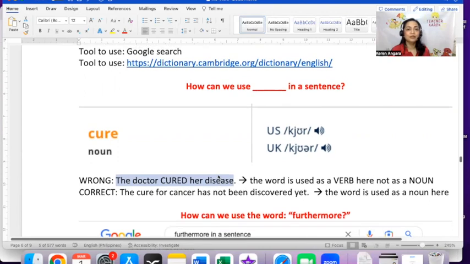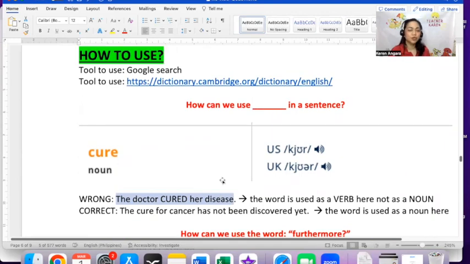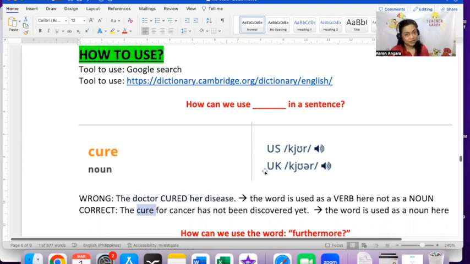So the example that you should give them, how to use cure in a sentence, should be based on its part of speech. So it should be, the cure for cancer has not been discovered yet. And the word cure here is used as a noun. You see what I'm saying? So again, stick to the part of speech based on the lesson.